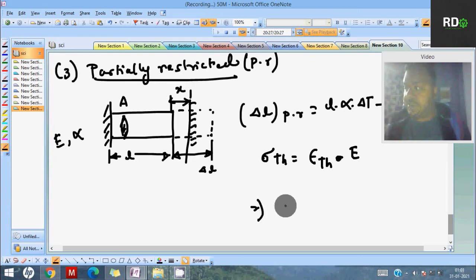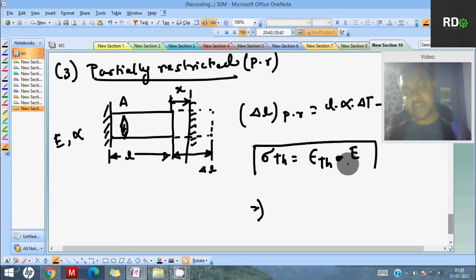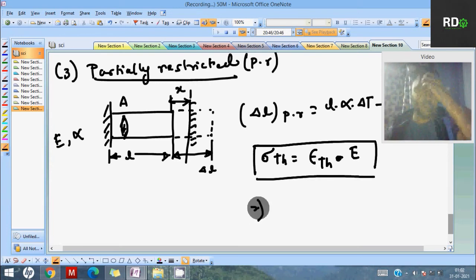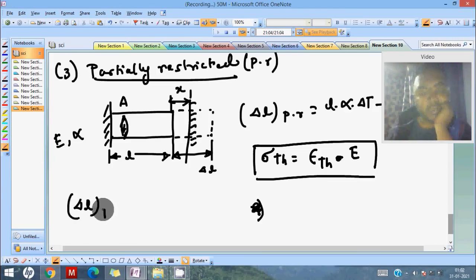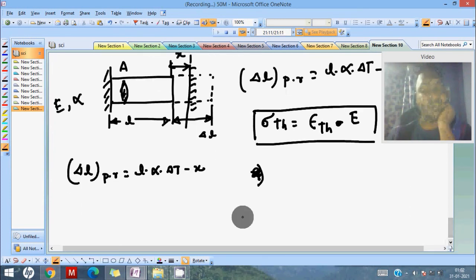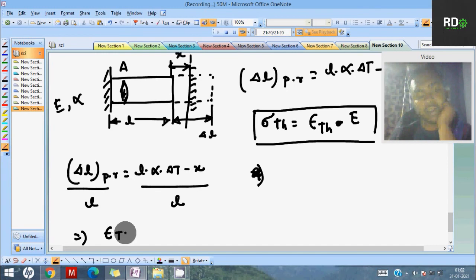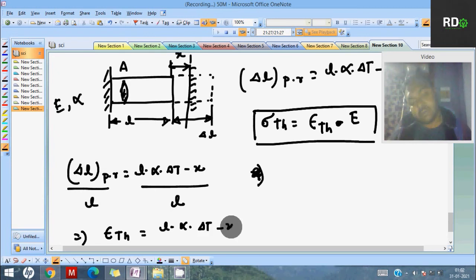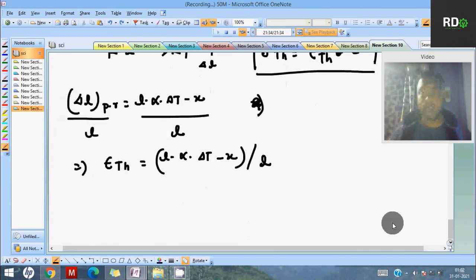So what will happen now? We can do it like this. See, thermal stress will be defined by this thing, right? That is sigma TH will be, okay, let me keep that aside and write it like that. Delta L for completely restricted, I'm taking the initial equation minus X. Let me divide it by L on both sides. Okay. So what will happen? On the left side, you can write thermal strain equal to L into alpha into delta T minus X whole divided by L. Okay. So now you have got the thermal strain. It is nothing but thermal strain.